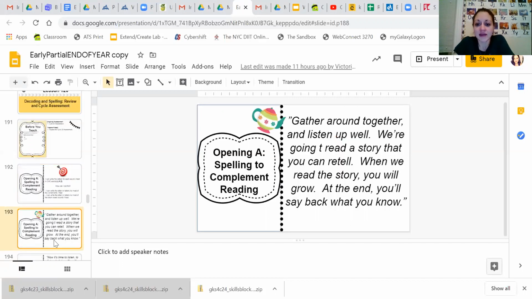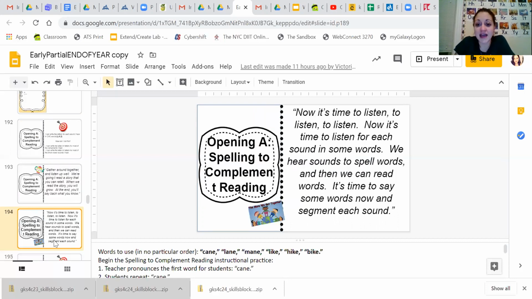Okay. Gather around together and listen up well. We're going to read a story that you can retell. When we read the story, you will grow. At the end, you'll say back what you know. All right. Now it's time to listen. Oh, this is a different song. Miss Ewan has to switch her songs. Now it's time to listen, to listen, to listen.